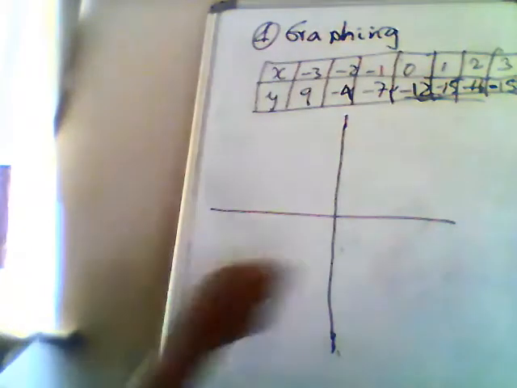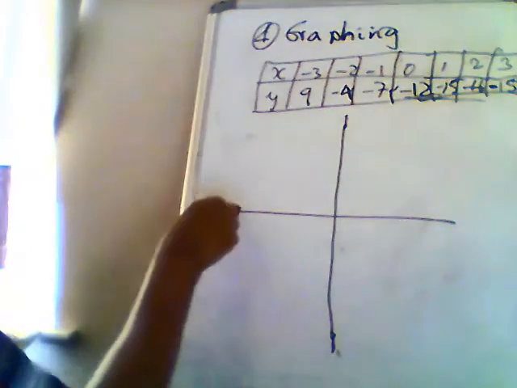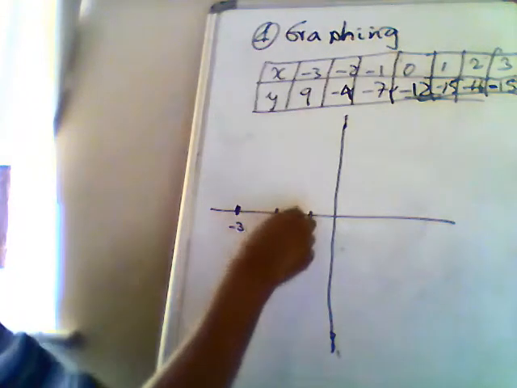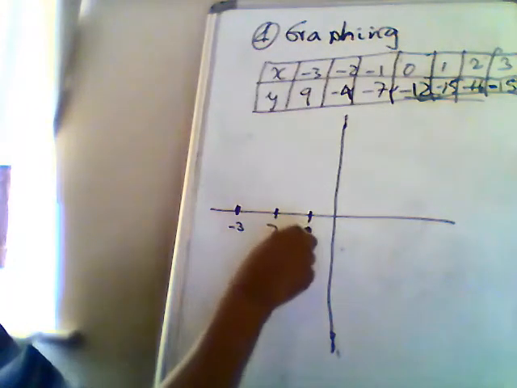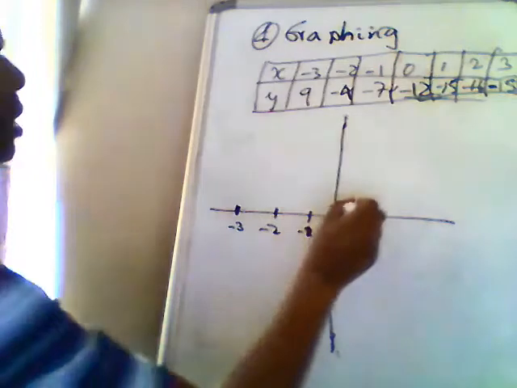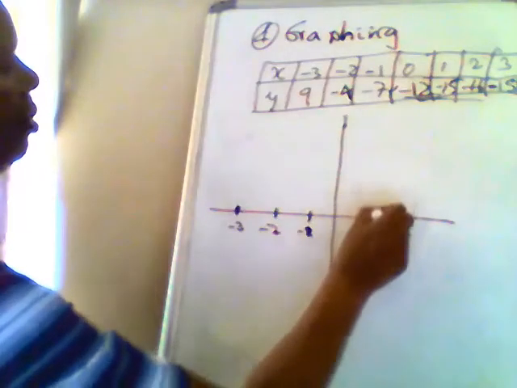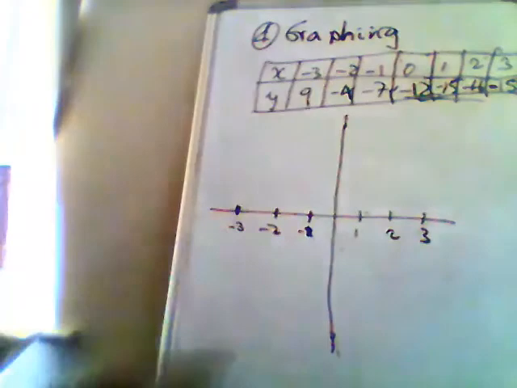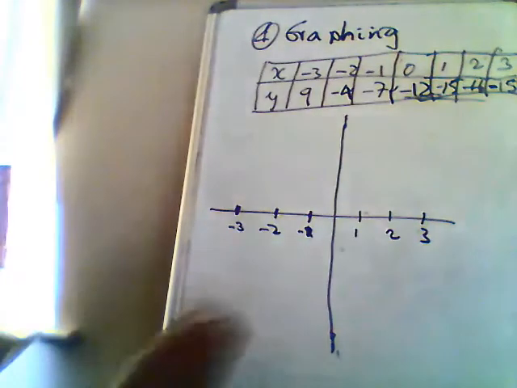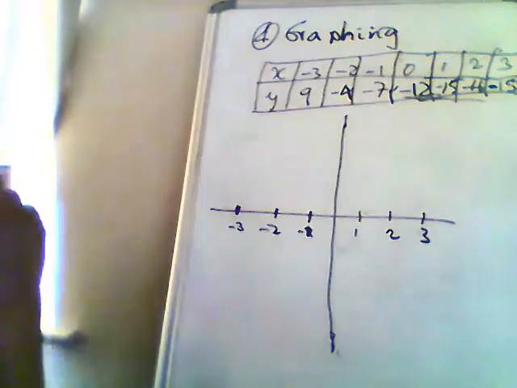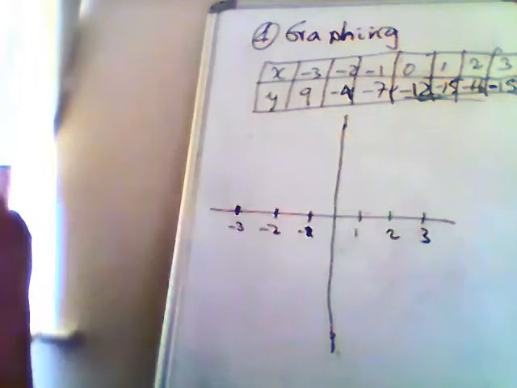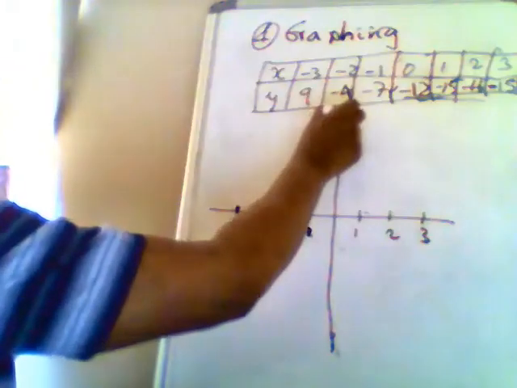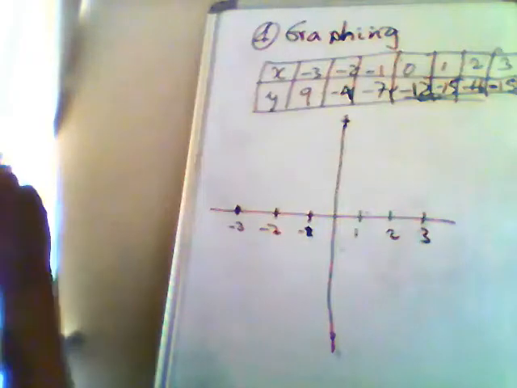For the x-axis, not a problem because minus 3 is the highest, and this side is the same. So 1, 2, 3. But for this one here, I need to have 16, and up there I need to have 9. So remember, you really need to have your scale correct.